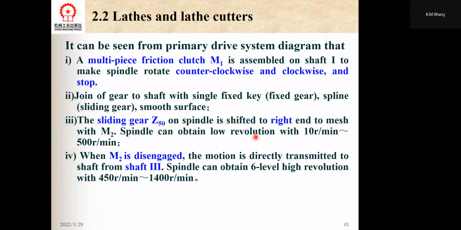The spindle can obtain the slow revolution with 10 to 300 revolutions per minute. When M2 is disengaged, the motion is directly transmitted to the shaft from shaft 3. The spindle can obtain 6 levels of high speed. This speed is through the different shafts.